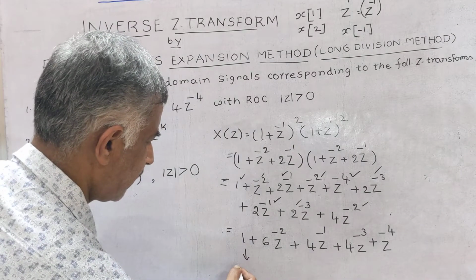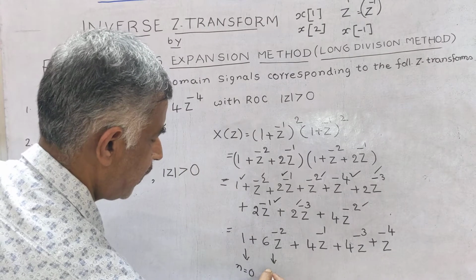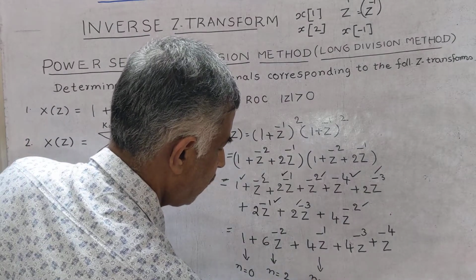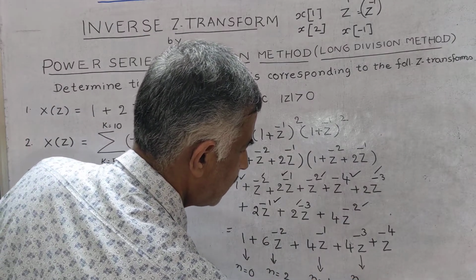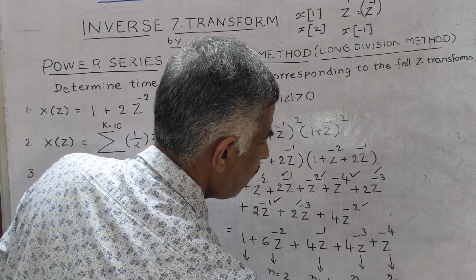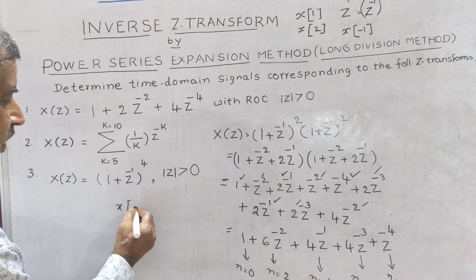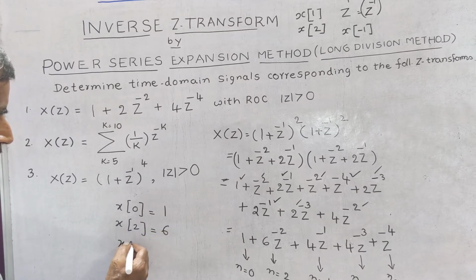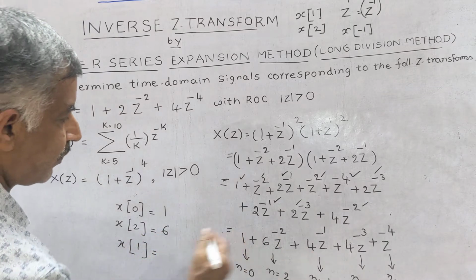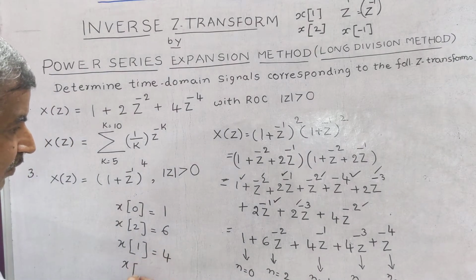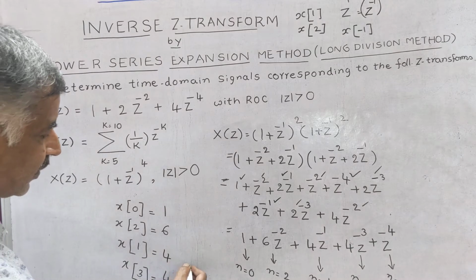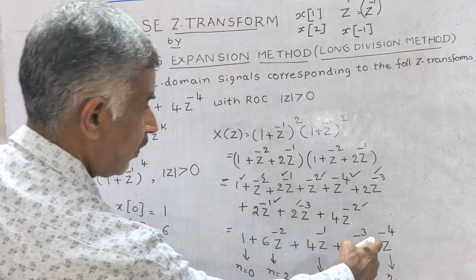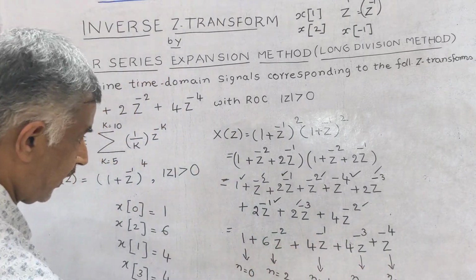Now this corresponds to n equal to 0. This corresponds to n equal to 2. This corresponds to n equal to 1. This corresponds to n equal to 3. This corresponds to n equal to 4. Therefore, x of 0 equal to 1. X of 2 equal to 6. X of 1 is equal to 4. X of 3 is equal to 4. Lastly, x of 4 is equal to 1.